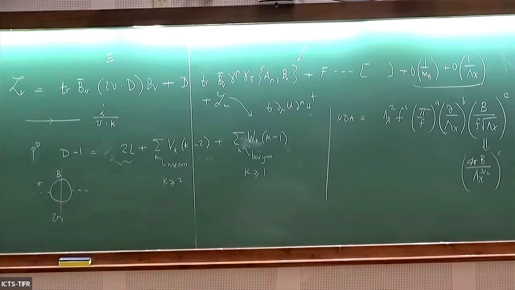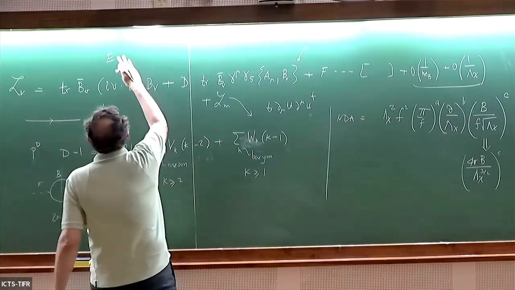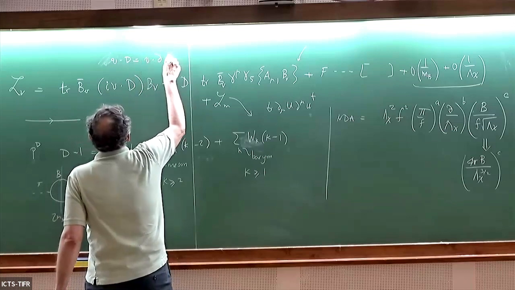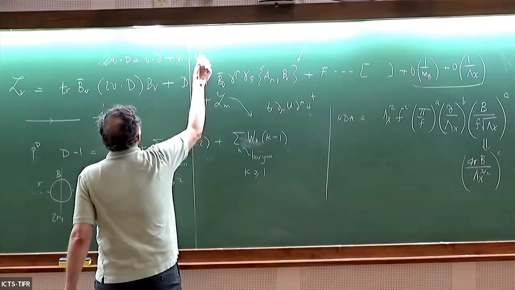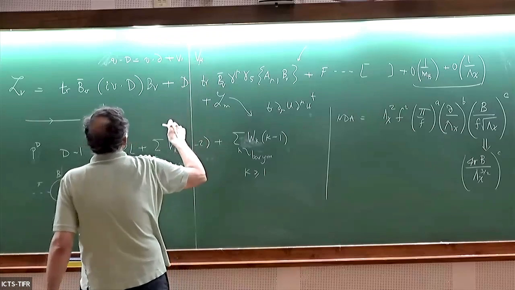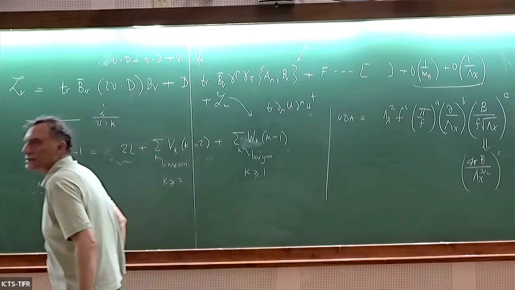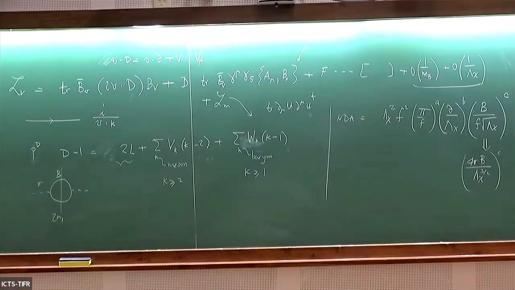And the leading interactions are order p. Oh, I should say one other thing, which is in the v dot d, the v dot d is v dot derivative plus v dot v mu. So, I mean, that's what this thing means. It's the chiral covariant derivative. Okay.